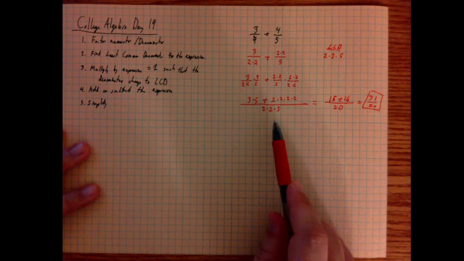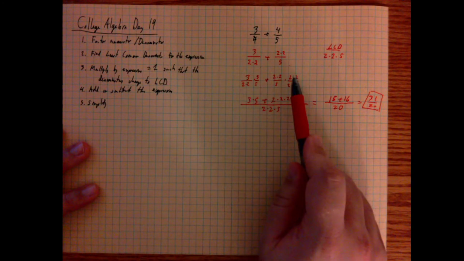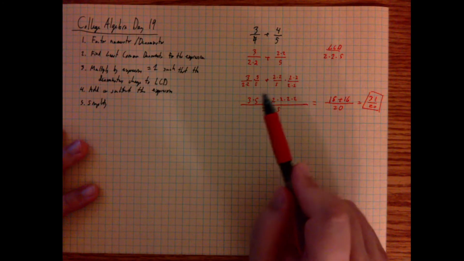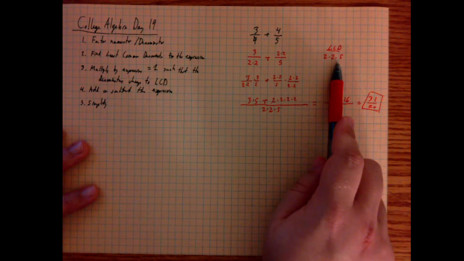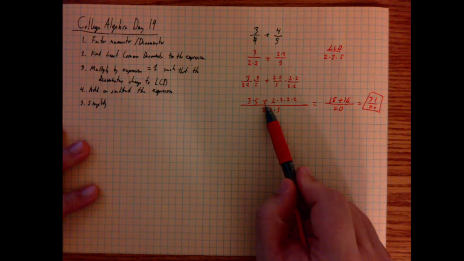They both have the least common denominators. But again, I have to multiply by fractions that are equal to 1. So I use 5 over 5 to make this 2, 2, 5. I use 2 times 2 over 2 times 2 to make this 5, 2, 2. And again, the order of the multiplication is not important because multiplication is commutative. Finally, then I actually do the adding and subtracting.